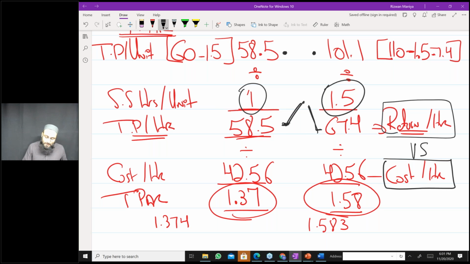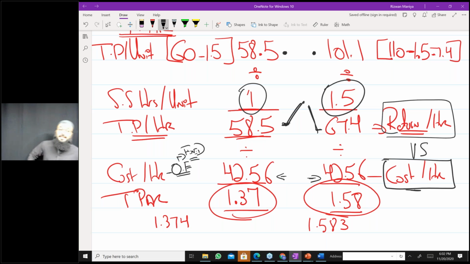Now you're comparing this per hour return with the cost per hour, because it's an operating cost, so you know that it is of fixed nature. It is of what, guys? It is of fixed nature. So now you're seeing that if 1 hour of senior stylist is earning 58.5 from cuts and 67.4 from treatments, so what is the per hour operating cost? The per hour operating cost of the limiting factor is 42.56 for both the products.